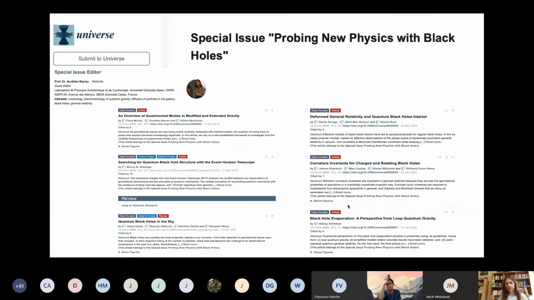Okay, so I have finished. I just point here to a special issue of the Universe magazine that was published under this title, Probing New Physics with Black Holes, and I invite you to, in particular, look at the nice papers by Giddings, trying to see possible quantum effects in the images of black holes produced by the Event Horizon Telescope, which I think is a quite motivating possibility. Thank you.